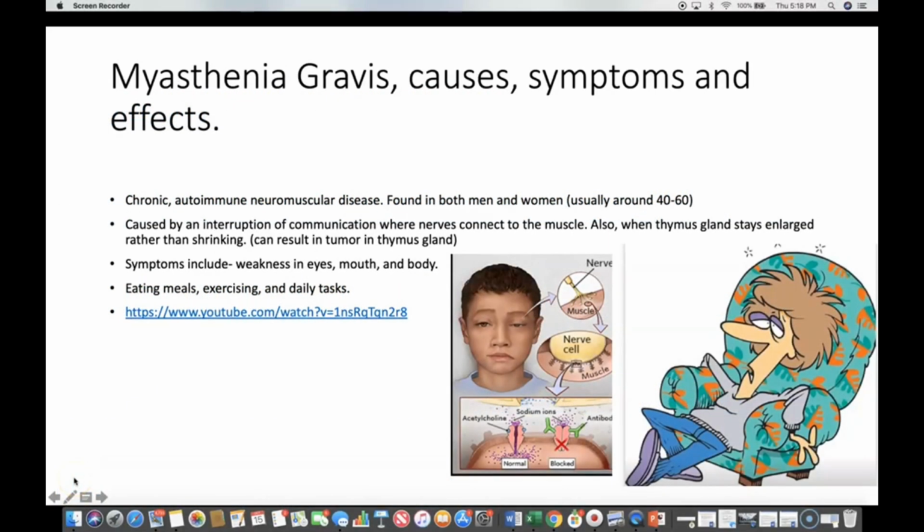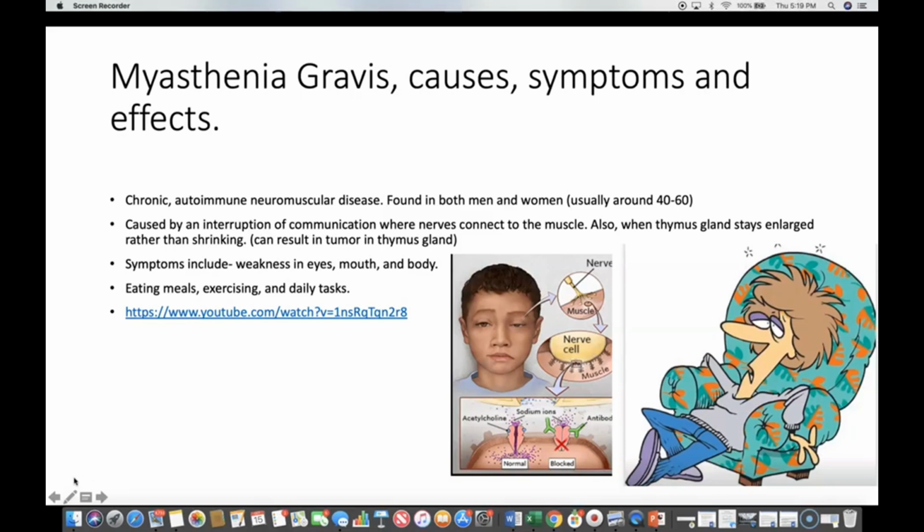Myasthenia gravis is an autoimmune neuromuscular disease, which means that the body's immune system attacks itself. This is caused by 2 things. The first thing that causes myasthenia gravis is a miscommunication between the nerves and the muscles, or in other words, an interruption at the neurotransmitter junction. The second thing that causes myasthenia gravis is the thymus gland. Usually the thymus gland shrinks and disappears after puberty, but in some cases it can remain large. When the thymus gland stays large, it can result in a tumor, which then misinforms the immune system, causing it to attack itself. Some of the symptoms include weakness in the mouth, body, and eyes.